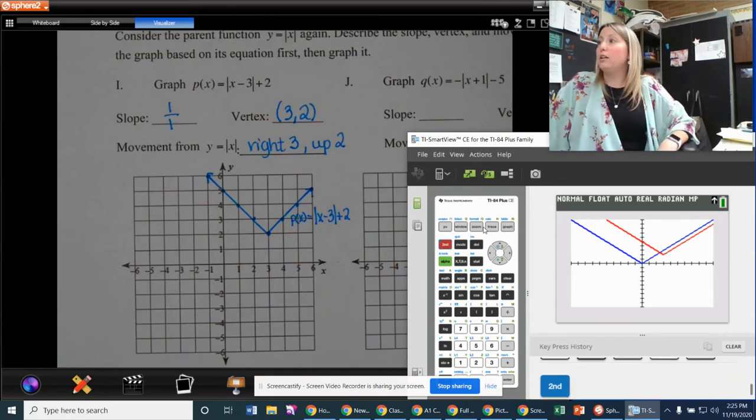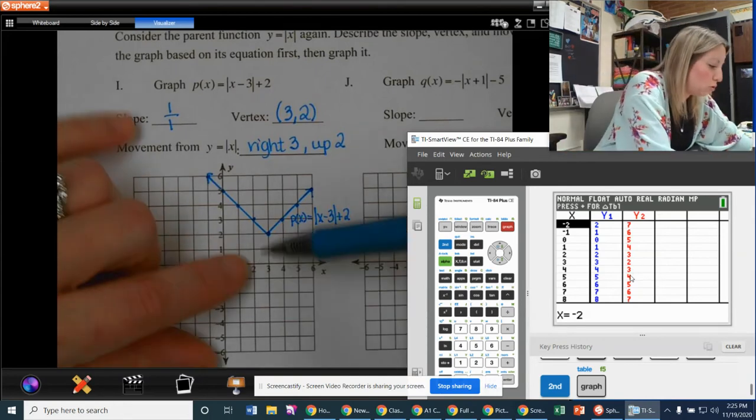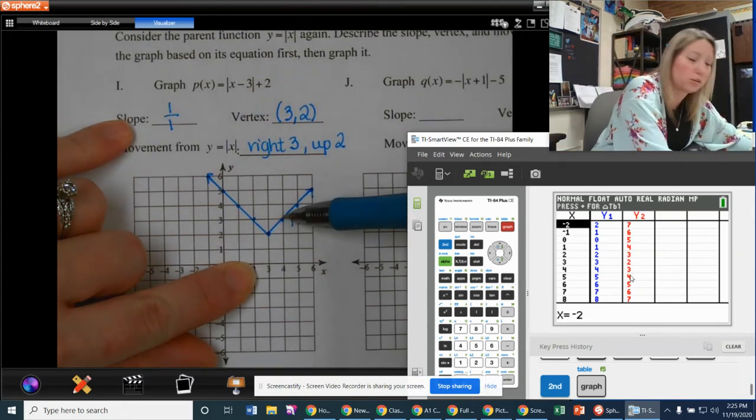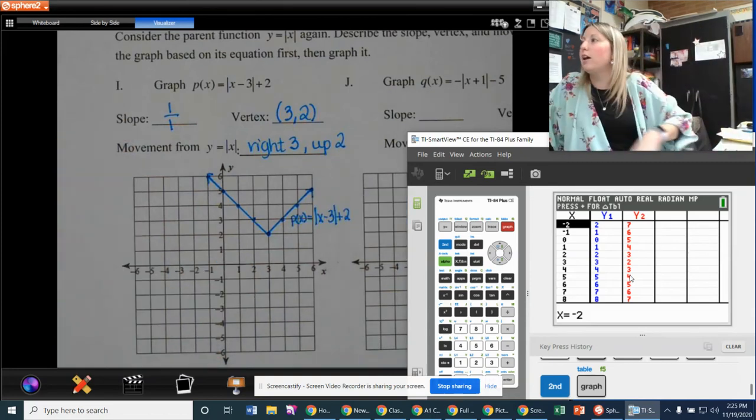Now press second and graph to see the table, and look at the table for the red. Look, 3, 2, 2, 3, 4, 3, right? So those are on each side. Let's double check those: 2, 3, 4, 3. Look, those are points I graphed already. Okay? Those were points that I graphed.